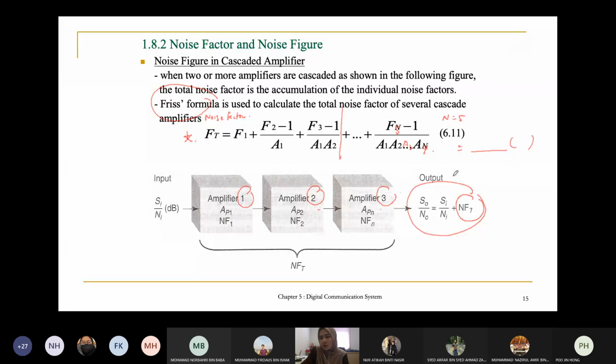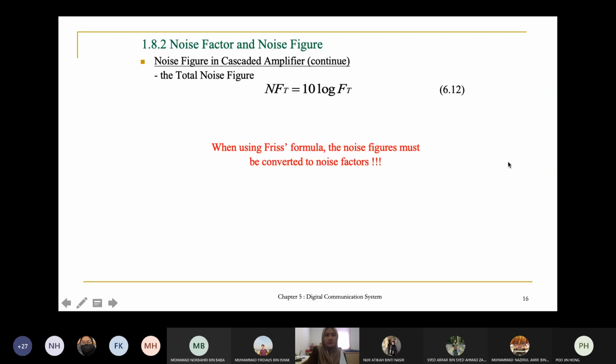But if you look here, the formula to calculate the signal to noise ratio at the output uses the noise figure, not the noise factor. This is different. This is noise factor. This is noise figure. So to calculate the noise figure, NFT is equal to 10 log FT. You need to multiply with 10 log. So NFT is equal to 10 log FT.